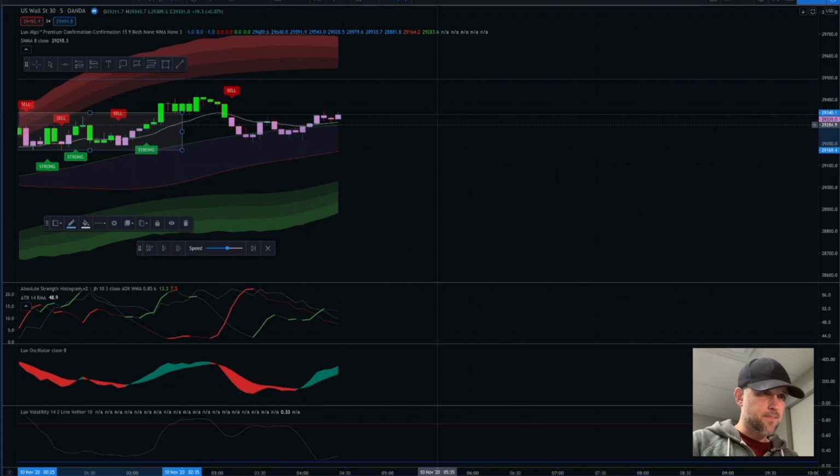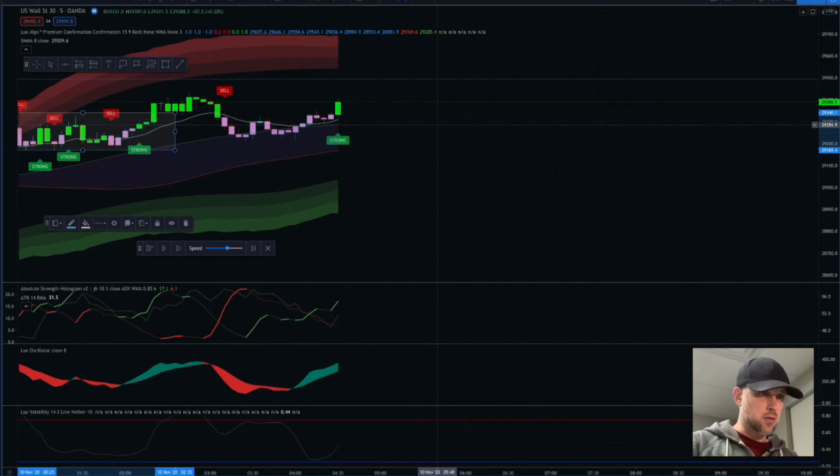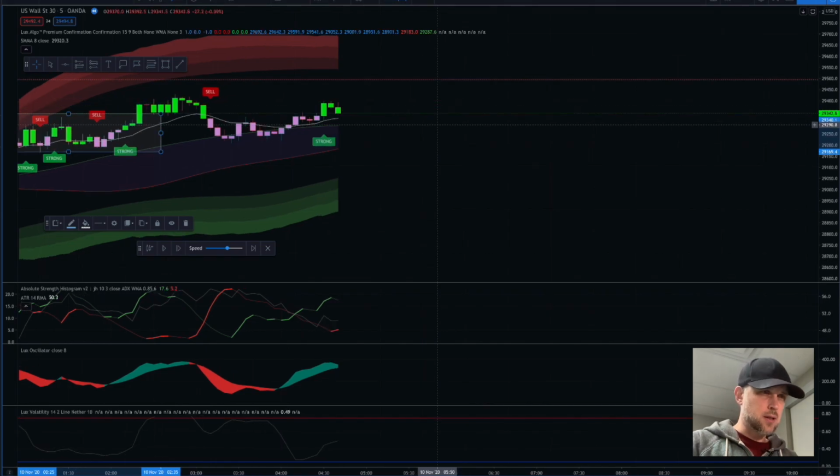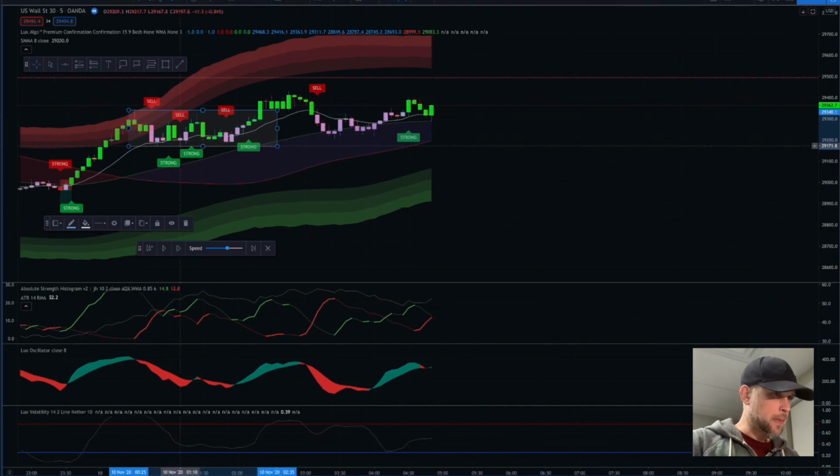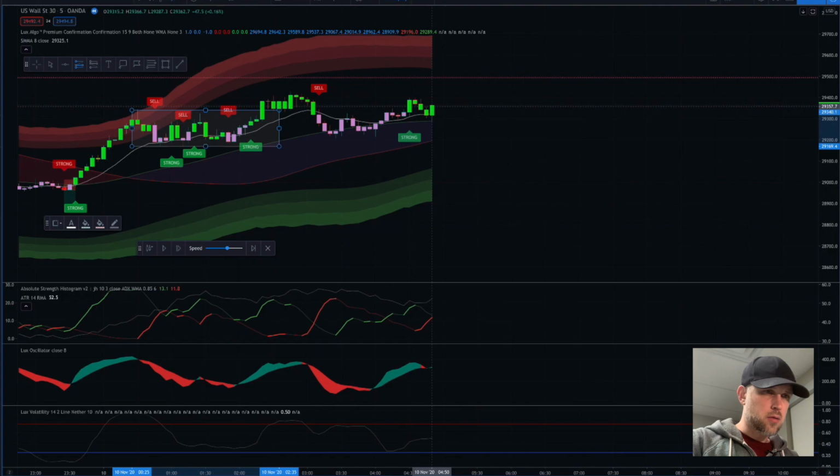Never mind. Strong signal from Lux, but we are already above the cloud. We need to see a retest. There it is. And boom, there's our candle. This is what we're going in on. Long.